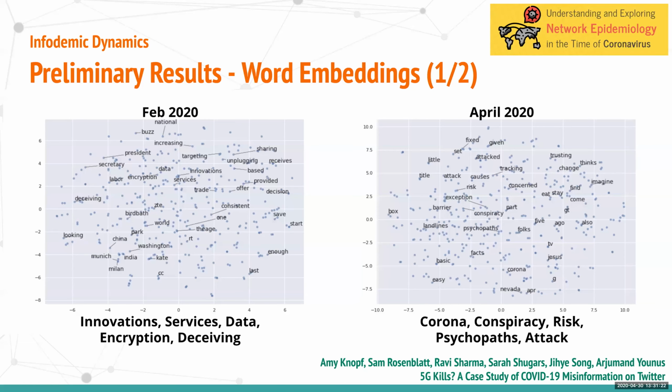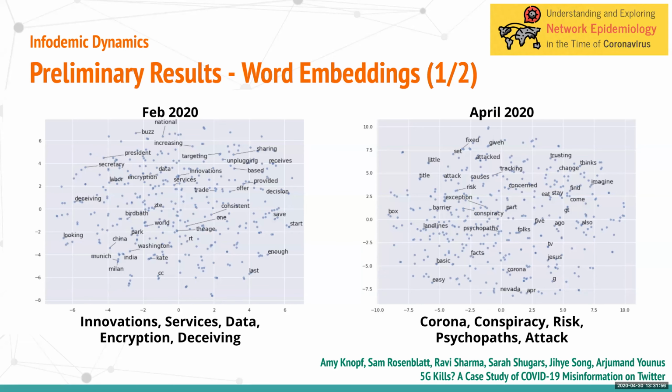So as you can see, in February, the narrative was around clusters of innovation, services, data, encryption, just one turn deceiving, but then that was also not related to the COVID conspiracy. But as soon as we enter April 2020, the clusters are around corona, conspiracy, risk, psychopaths, attack. You can see all these terms in the TSNE graphs. TSNE graphs are basically visualization techniques to show something of a high dimension in a lower dimension. We use 300 dimensional word embeddings here, and we show them in 2D.